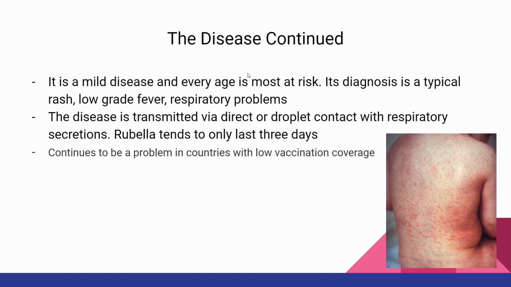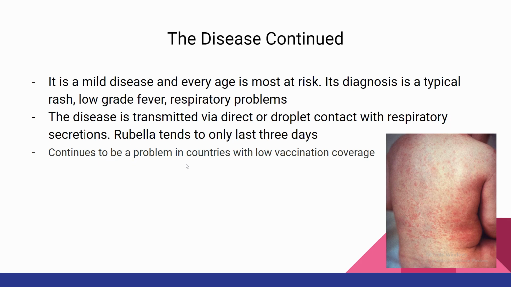So, a little bit more about the disease. It is a mild disease and every age is at risk. It is typically diagnosed by a rash, low-grade fever, or respiratory problems. The disease is transmitted by direct or droplet contact with respiratory secretions, and as I said, rubella only tends to last 3 days and is why it's given the name 3-day measles.